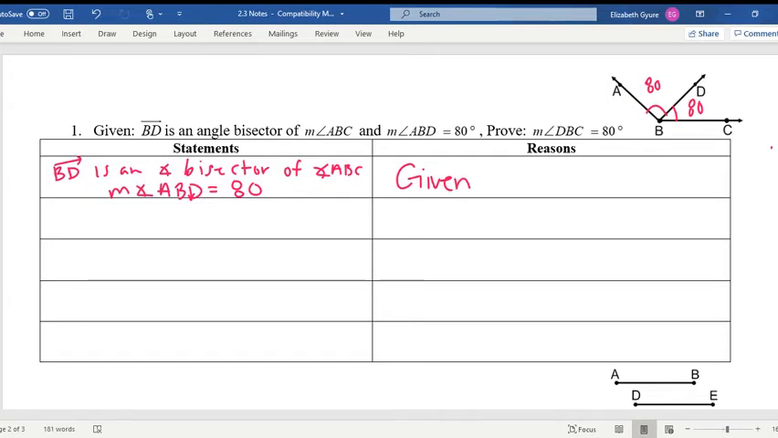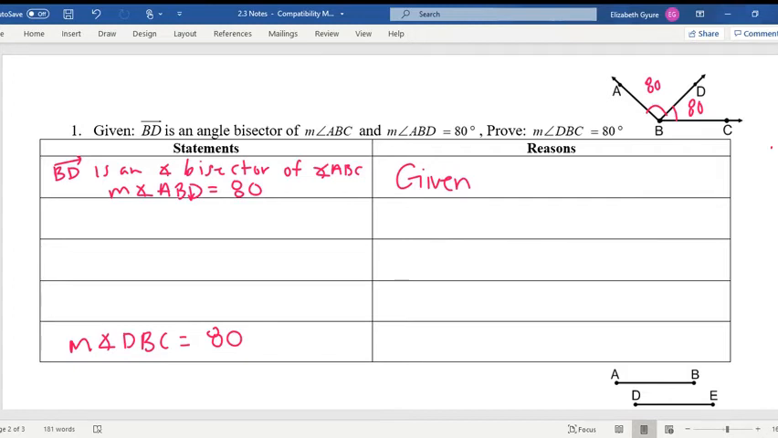We are going to prove that the measure of angle DBC equals 80 degrees. So there are my freebies. If you use your freebies, bless you. If you use your freebies, I mean, that's something, right? At least put those in at minimum.